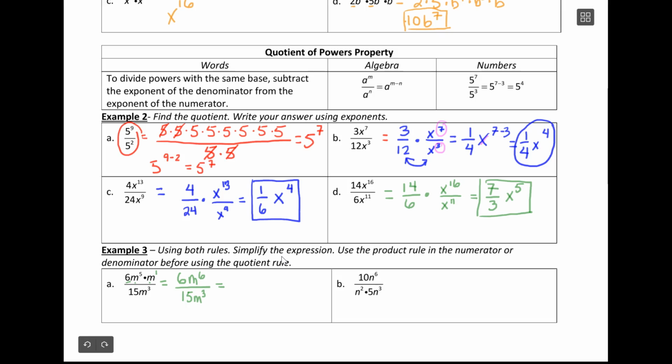Now I'm going to do my splitting out. I get 6 over 15 times m to the 6th over m to the 3rd. Then I reduce 6/15ths, they're both divisible by 3, to 2/5. And 6 minus 3, so I get m to the 3rd. So the answer is 2/5 m to the 3rd.